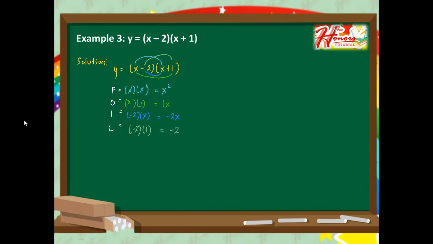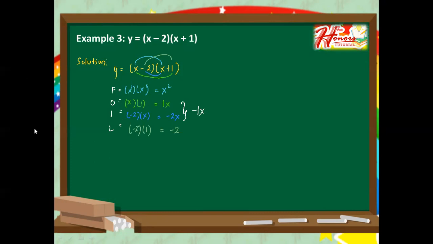And then for O and I, we have to combine them because they are similar terms, meaning they have the same variable and the same exponent at the same time. So for this term, we have here 1 minus 2 that is negative 1, because when we have opposite signs, we have to subtract and then copy the sign of the larger number which is negative. And then for variables, just copy it.